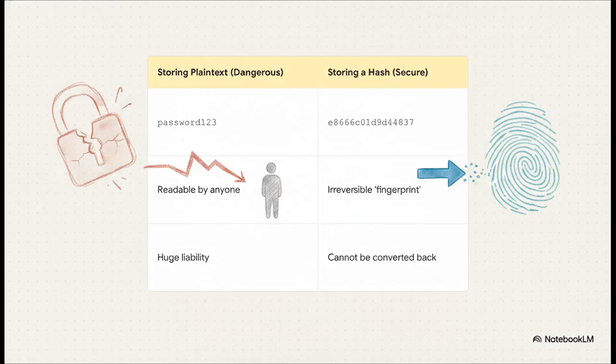So what do they do instead? Hashing. Instead of storing your password, the server stores a hash of your password. A hash is basically a unique, irreversible digital fingerprint. You can turn password123 into that long, jumbled string of characters, but there is no way to turn that string back into password123. It's a one-way street.